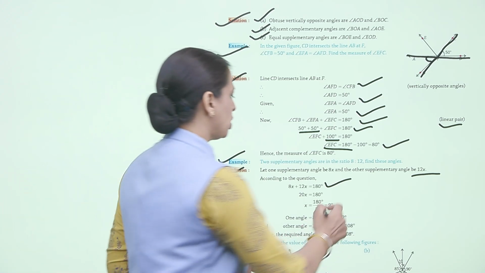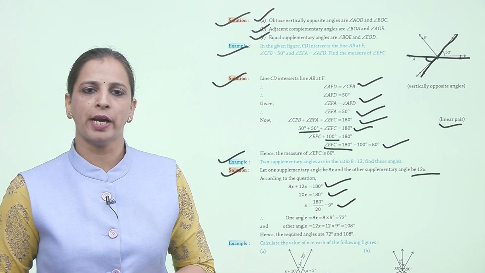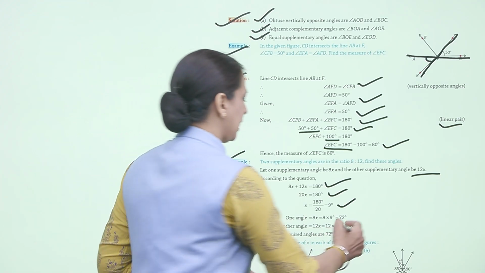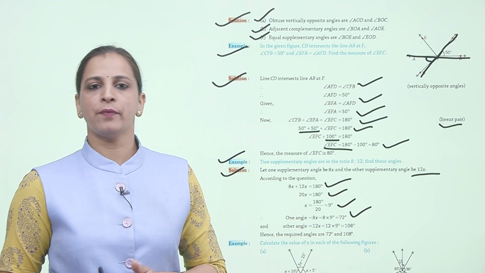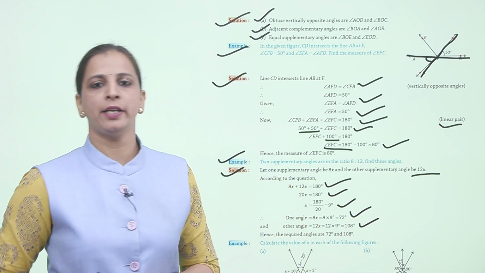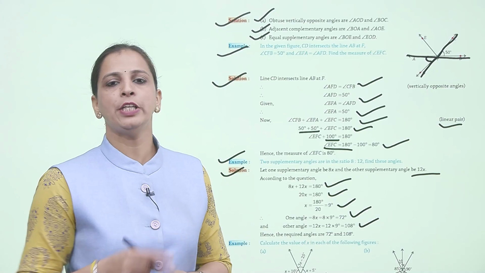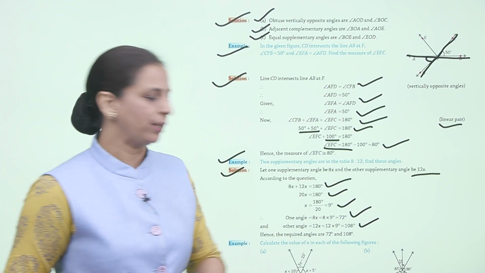That is 20x is equal to 180 and x is equal to 180 degrees upon 20, which is 9 degrees. So one angle is 8 into x, 8 into 9, 72 degrees, and the other angle is 12x, that is 12 into 9 degrees, equal to 108 degrees. Hence the required angles are 72 degrees and 108 degrees.